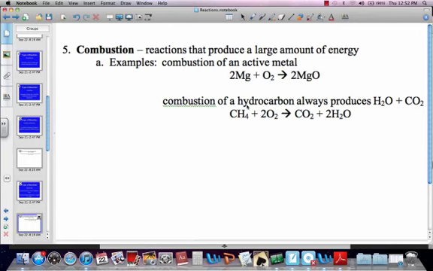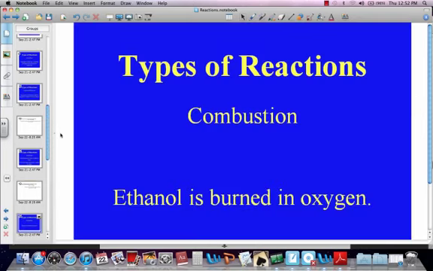Combustion of a hydrocarbon, and you guys learned what hydrocarbons are during the organic chemistry unit that we did, will always produce carbon dioxide and water. That doesn't mean that up here, if I'm burning magnesium with oxygen, you should have carbon dioxide and water over here. First of all, there's no carbon over here. There's no hydrogen over here. You cannot produce carbon dioxide and water. That's only when you burn a hydrocarbon. So, please try this one. Ethanol is burned in oxygen, and you guys should know what ethanol is.